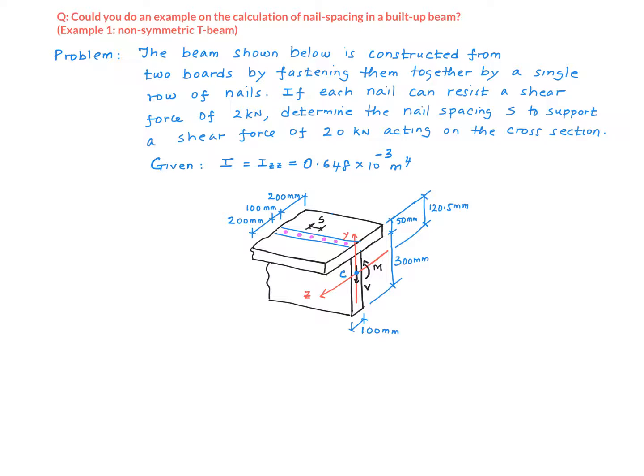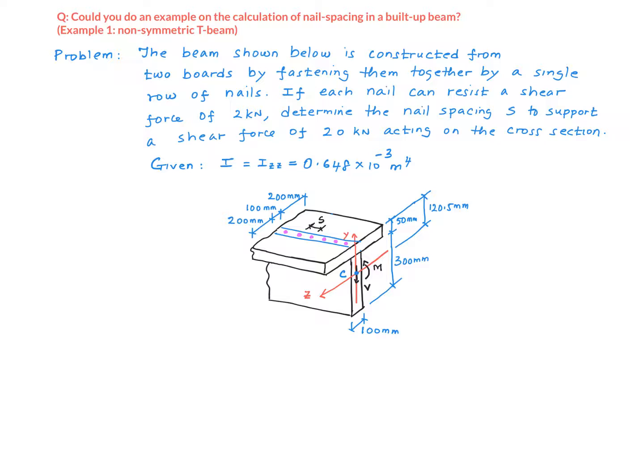We have a T-beam constructed out of two boards like shown in this picture. One board forms the flange, the other board forms the web, and they are fastened together by nails like shown in the picture at a spacing of S. Each nail can resist a force of 2 kilonewton, and we are to determine the nail spacing S to support a shear force of 20 kilonewton acting on the cross-section like shown here.